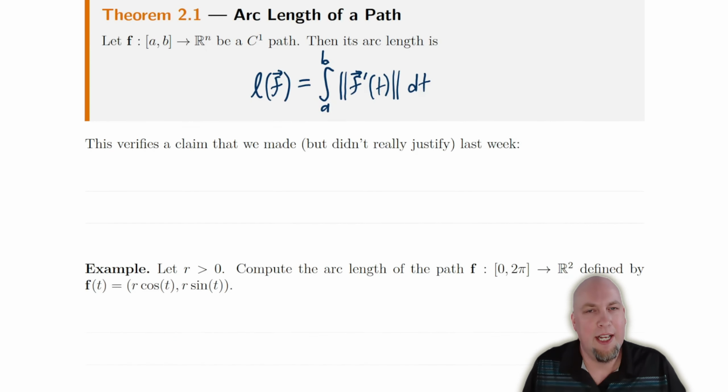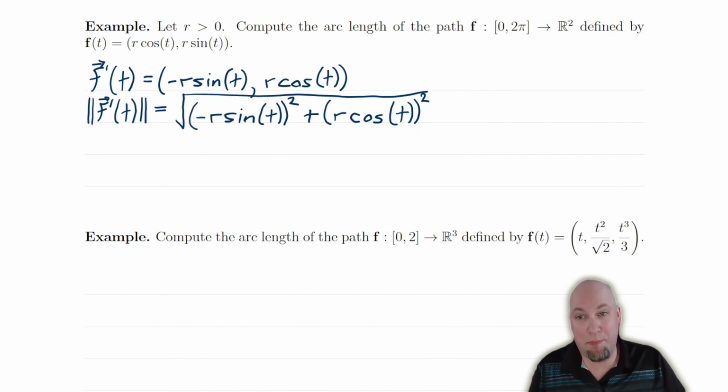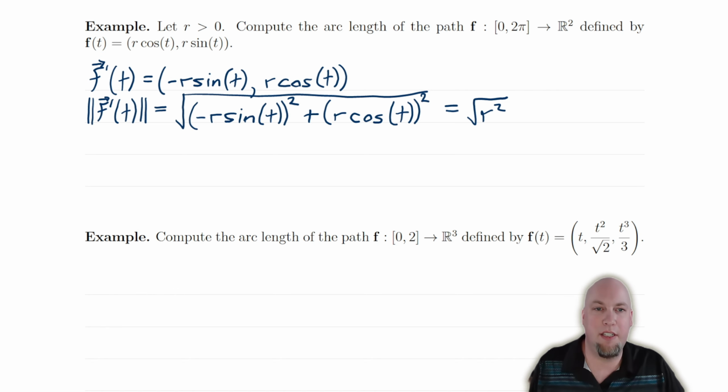Let's double check that. First off, the velocity vector: just take the derivative of each of the entries. r cos t becomes negative r sine t, and r sine t becomes r cos t. Next, compute the length of that, in other words, the speed of this path. You just square, sum them up, take the square root, and remember that sine squared plus cos squared is 1. So this reduces down to the square root of r squared, which is just r. Again, r is positive here, so I don't need to worry about absolute values.